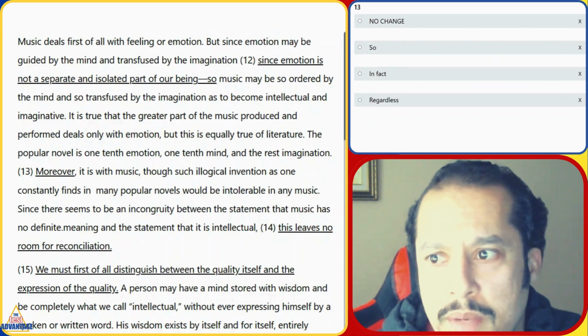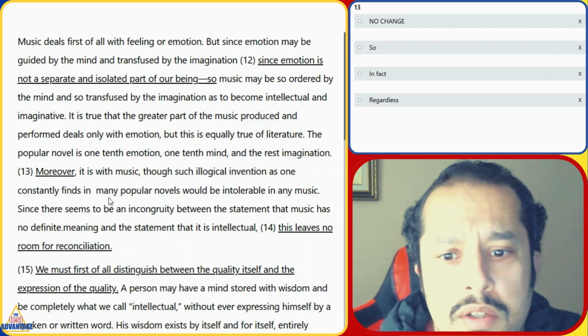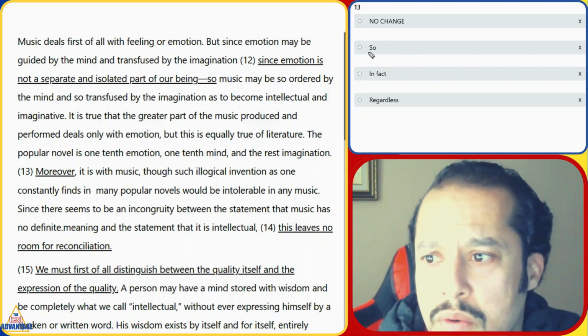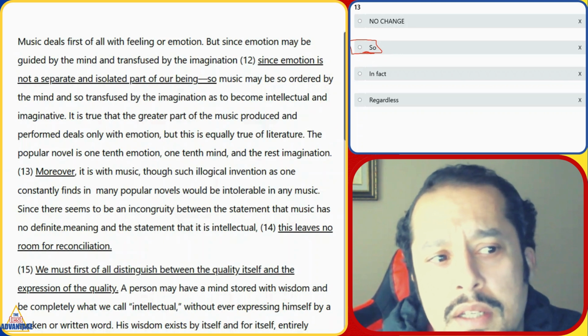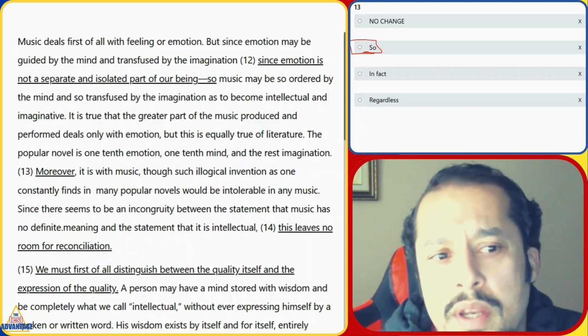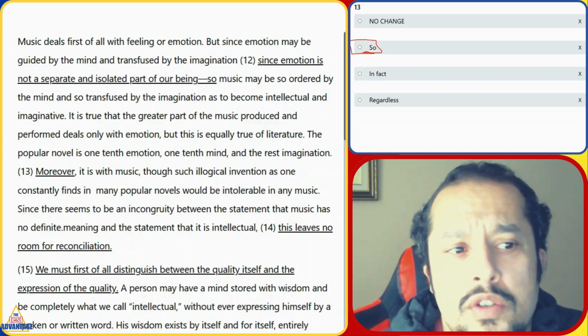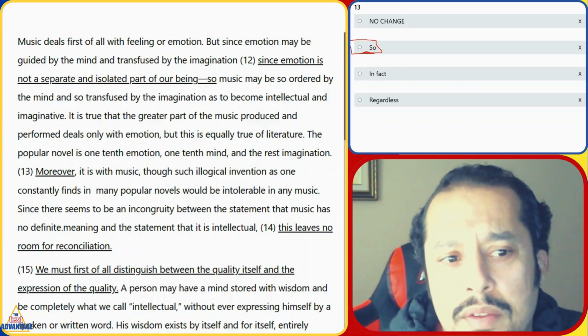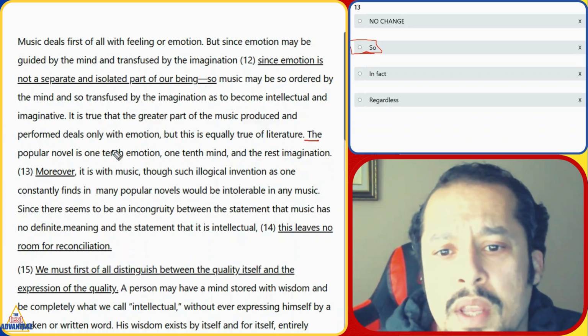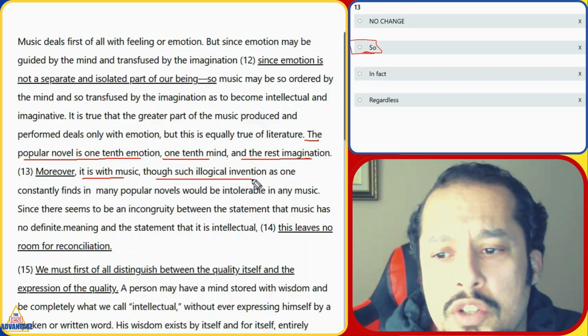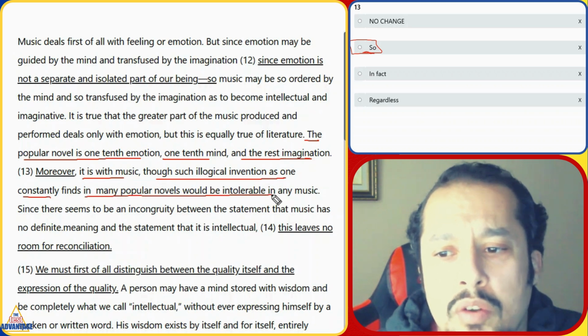Really weird question. In question number 13, so we're going to say here so, right? We're going to say answer B. It's because it connects the ideas. Now, نيجي نتكلم عن rhetoric and strategy, or نتكلم عن coherence and transitions. We need to link the two ideas. So let's show the first idea. The popular novel is one-tenth emotion, one-tenth mind, and the rest imagination. It is with music, though such a logical invention as one constantly finds, and many popular novels would be intolerable in any music.